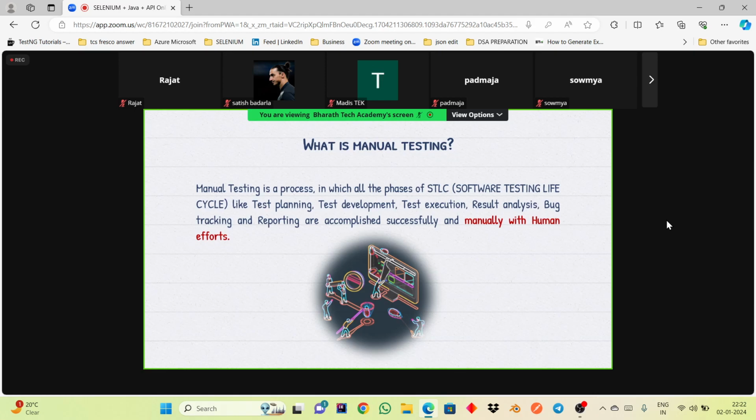Then test development. Once we plan the activities, then we are going to start designing the test cases. Why do we need to write the test cases? Most of the time we are going to spend our time on writing the test cases only, especially as a manual tester. Do you know why we need to write test cases here? I'll tell you with a simple example.